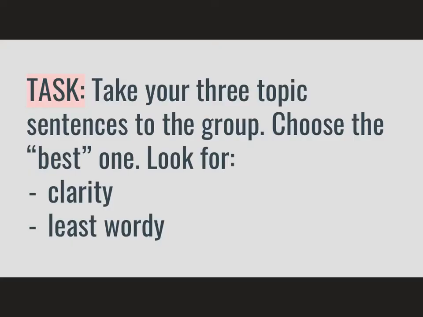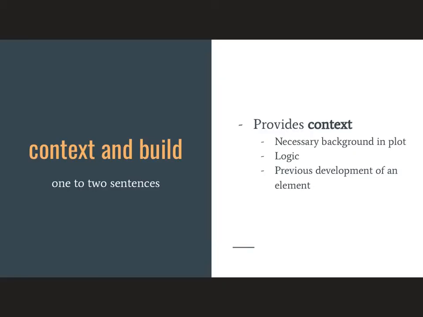All right, if you're working with a writing group or you're working with a friend, go ahead and take your 3 sample topic sentences to that group. If you're not working with a group, you can do this independently. Choose the best topic sentence. They're all going to make pretty much the same argument. So what you're looking for is clarity and for the sentence that is the least wordy. Once you've figured that out, you have a topic sentence. Congratulations. Now that you have that topic sentence, it's time to move on to the context and build and the quotation. I'm going to address both of these parts in this next section.